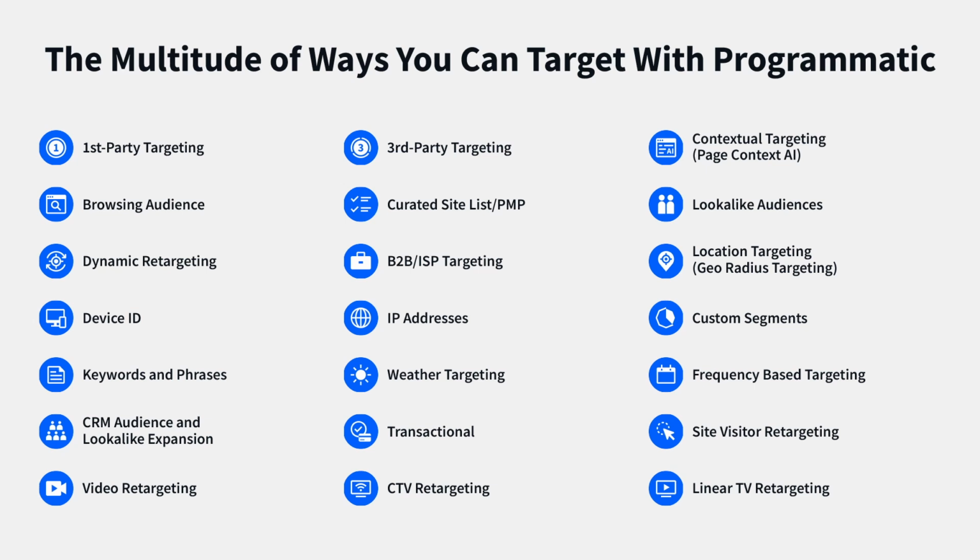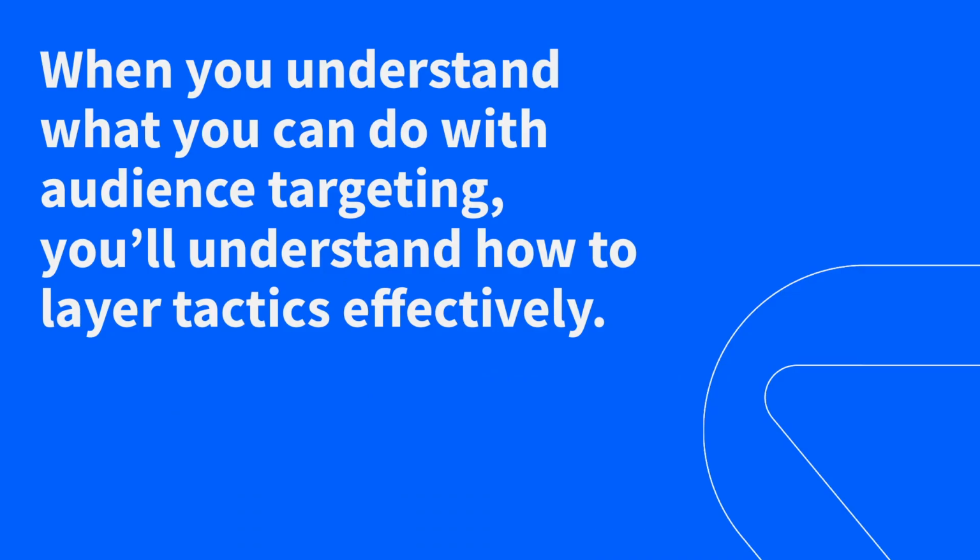Also, taking a look at something like weather targeting or location-based targeting, this is a good example of a non-traditional signal or micro-targeting level, whereas we can actually reach a user depending on the weather, depending on where they are, and this may really drastically change their mood, their aptitude for listening to something, watching something, reading about something, or potentially making that purchase that a lot of us are striving towards. When you understand what you can do with audience targeting, you'll understand how to layer tactics on effectively.